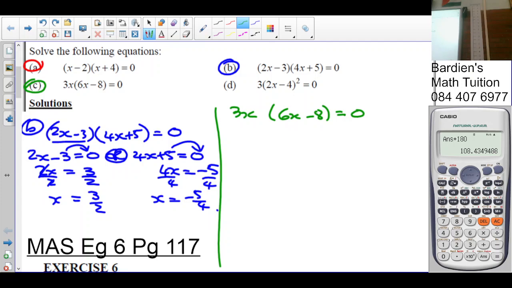That 3x is equal to 0? You see, this one has one factor and there is another factor. So you say 3x is equal to 0, or that bracket is equal to 0. You just solve.